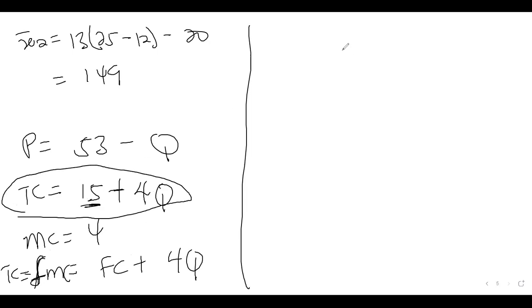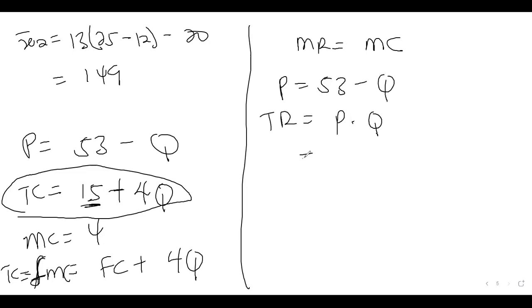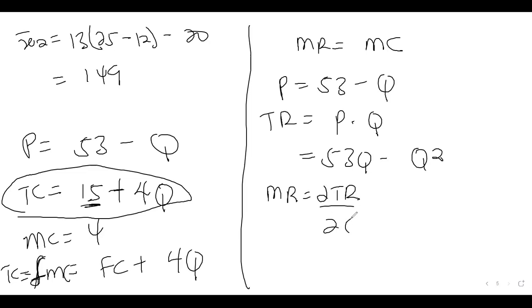So this is the total cost function. Now, once they collude, they become like a monopoly. For a monopoly, the profit maximizing output is when marginal revenue is equal to marginal cost. So price is equal to 53 minus Q. Total revenue is price times quantity, so we will have 53Q minus Q squared. Marginal revenue, which is change in total revenue over change in quantity, will be 53 minus 2Q.